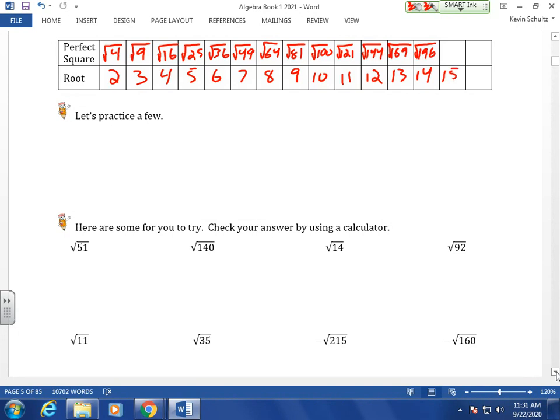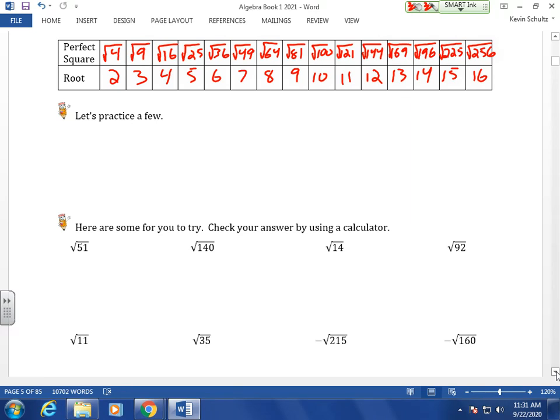15 squared. 225. And 16 squared. 256. It will behoove you to memorize your perfect squares up through 16 squared, up through 256, just because as you get deeper into the maths, you use roots and squaring more and more often. It's nice to have these banked, so you're not always going to the calculator.